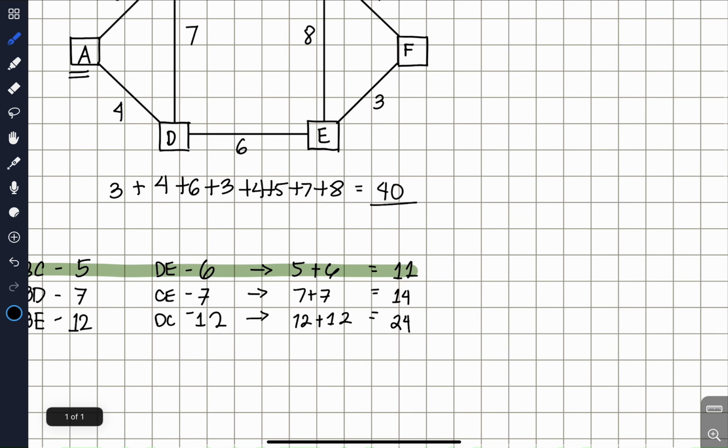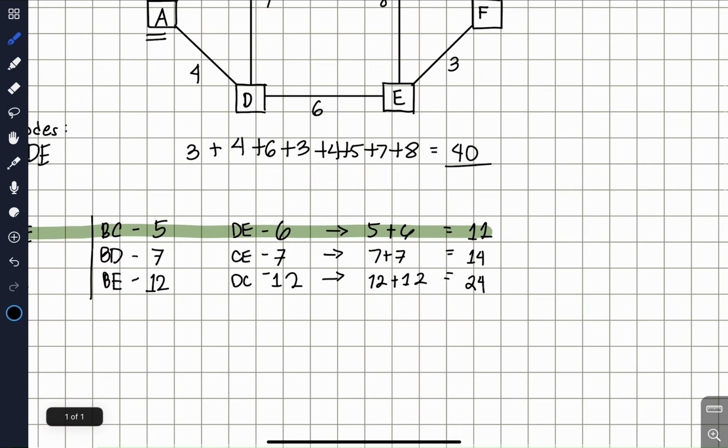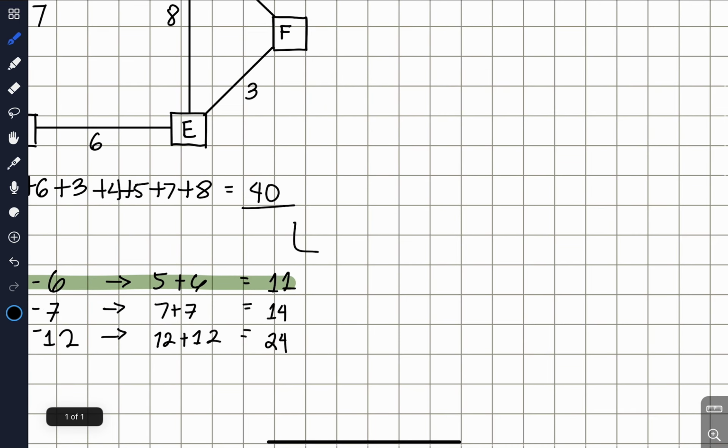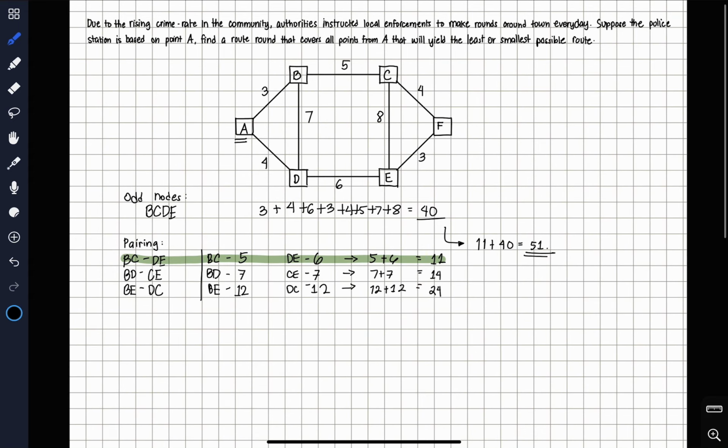After getting this, we add this to the smallest value we got from adding the pairs. So it is 11. So we'll write here, add them both. 11 plus 40 is equals to 51. So we now have our shortest or least possible route for our problem.